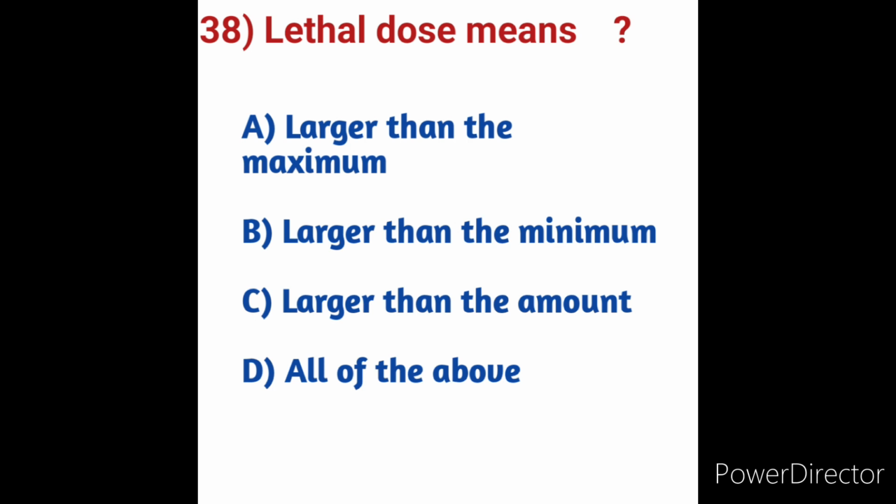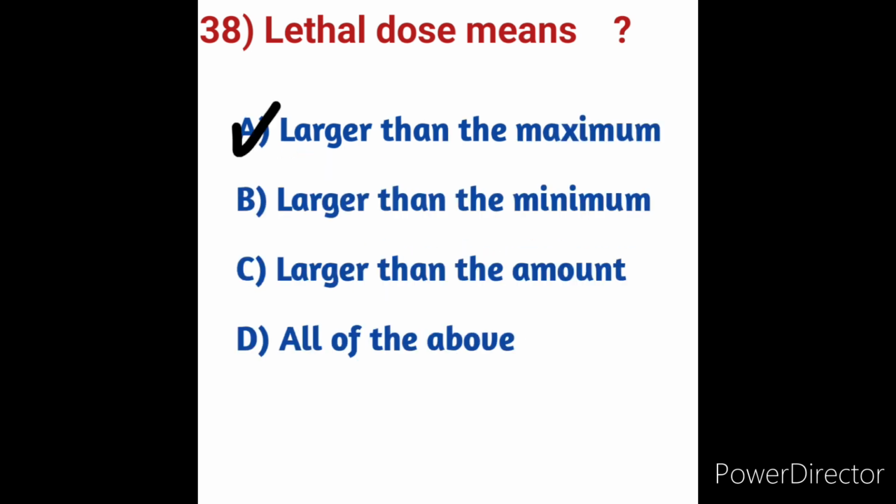Lethal dose is an amount of a drug or other agent that will kill a human or animal if administered. Lethal dose is an indication of the lethal toxicity of a given substance or type of radiation because resistance varies from one individual to another. The lethal dose represents a dose at which a given percentage of subjects will die. So here the lethal dose is larger than the maximum. Here lethal means the dose should be larger than the maximum. So here option A is the correct answer.